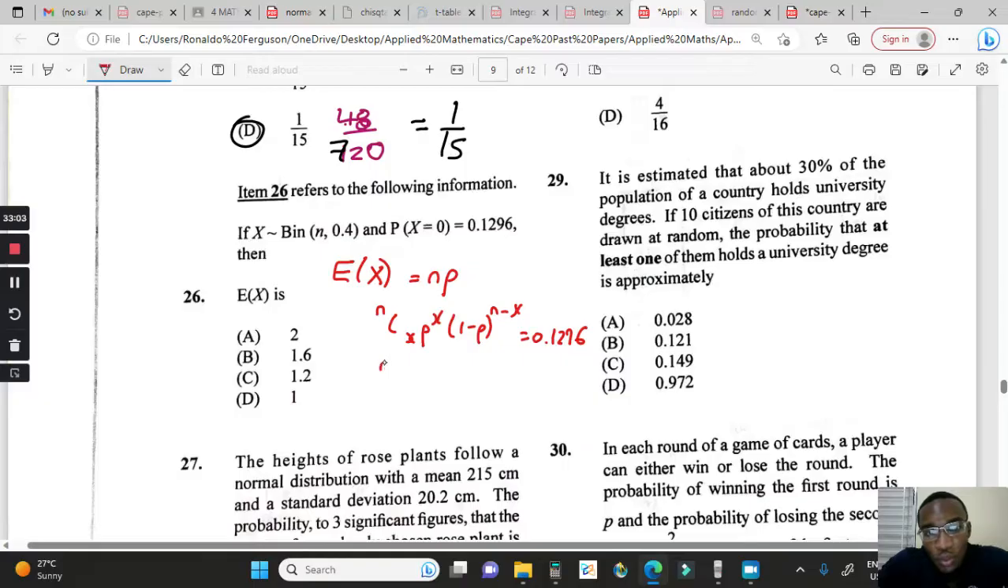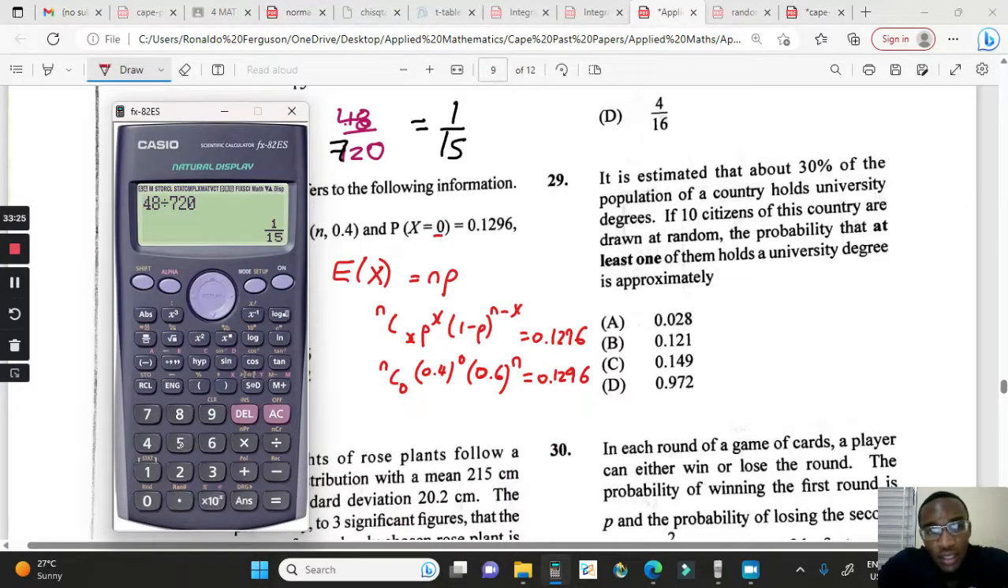N is how much? We don't know, so we'll put n. Choose x, where x is 0. The probability is 0.4, to the x, and x is 0. Then 1 minus 0.4 is 0.6, to the n minus x, and n minus 0 is n, equals 0.1296.